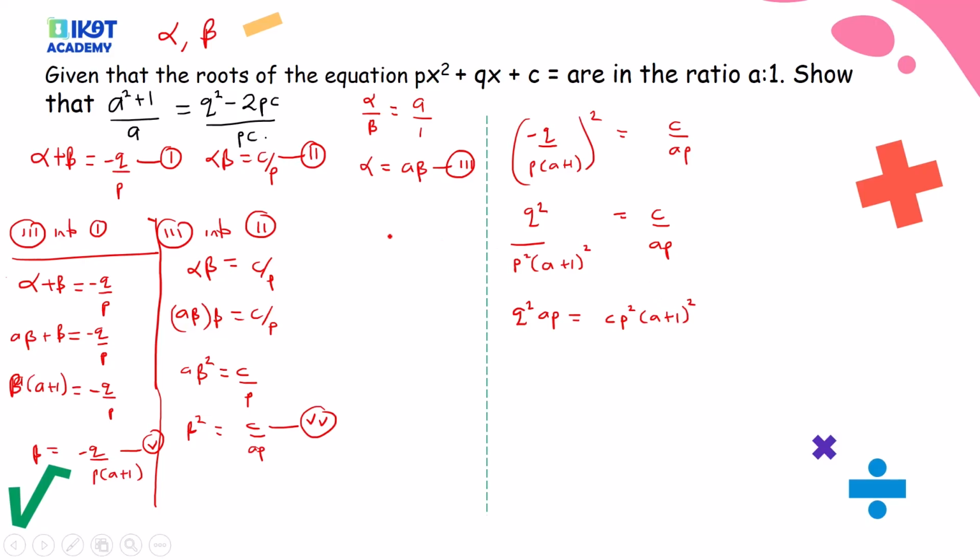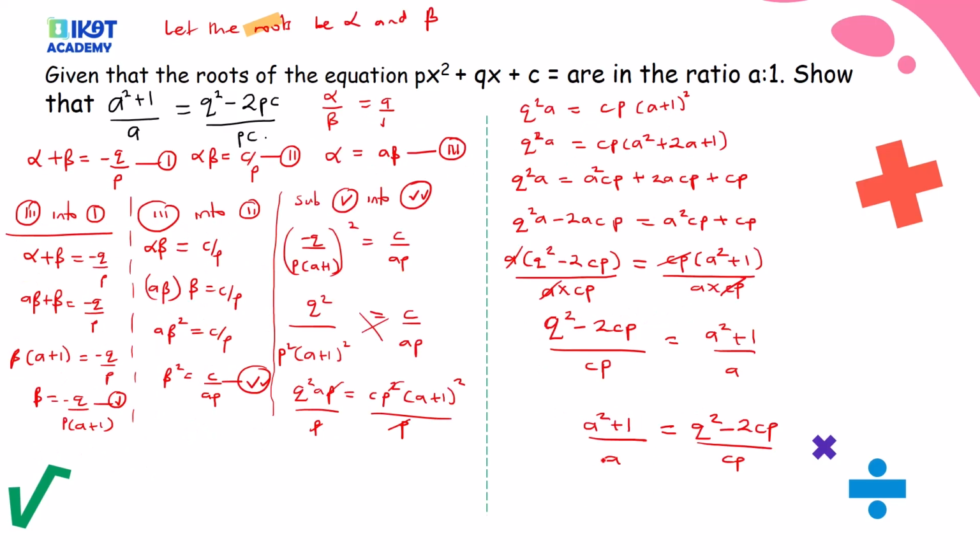Now at this point you look in the question, what do we have? An a squared, but here we don't have any a squared. So we open this bracket. But before opening this bracket, we can divide through by p. So this p goes with this p. So we have q squared a is equal to cp (a plus 1) squared. Because of space, I'm going to continue with this, and you will see how we came up with that.